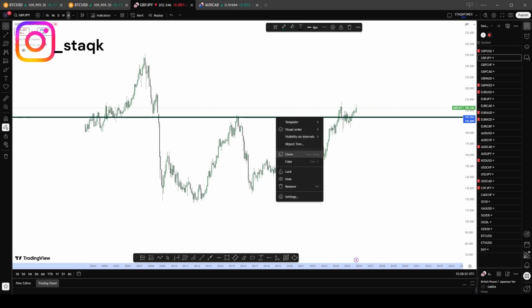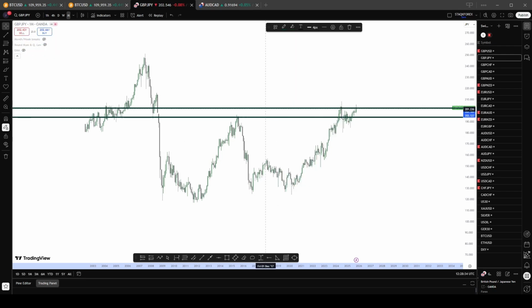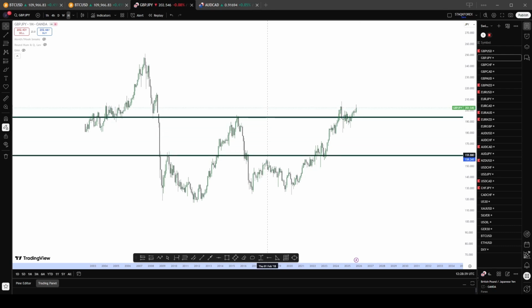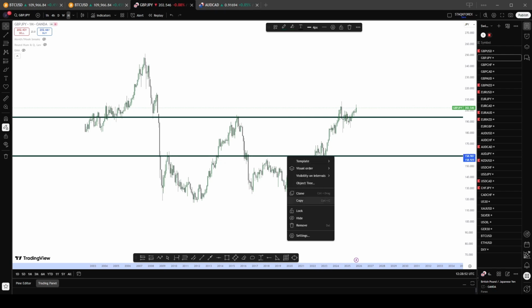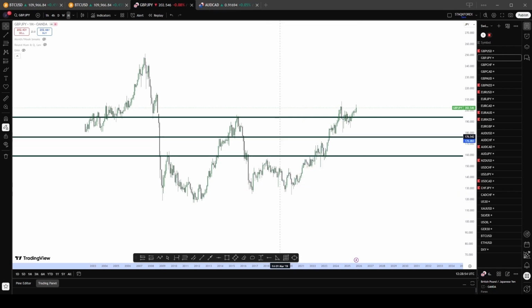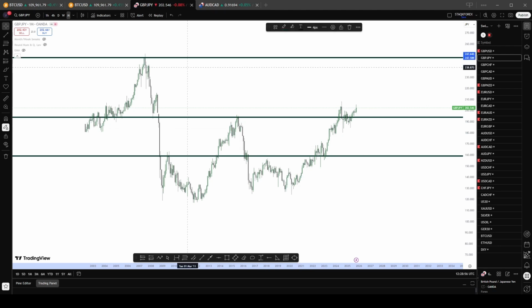So then I will clone my rectangle shape, then I will have to pick this one. The reason why I am picking this, we have a touch at this point, a touch here, a touch here, and a touch here, which is a break and retest on this particular zone. So the next one will be this, the last highs before the market went down. So I will put my rectangle there.